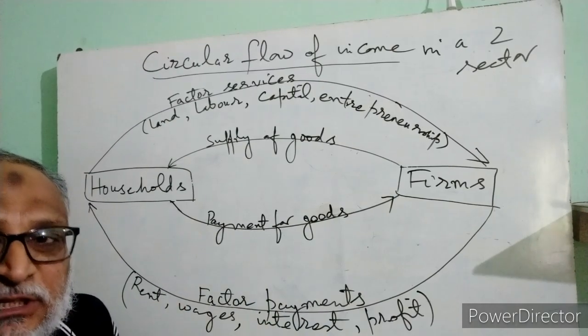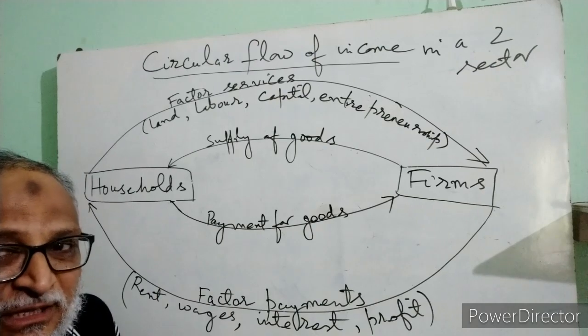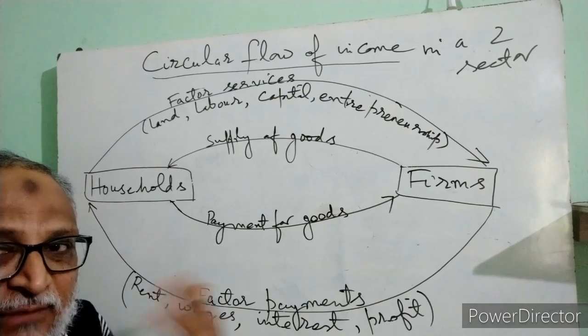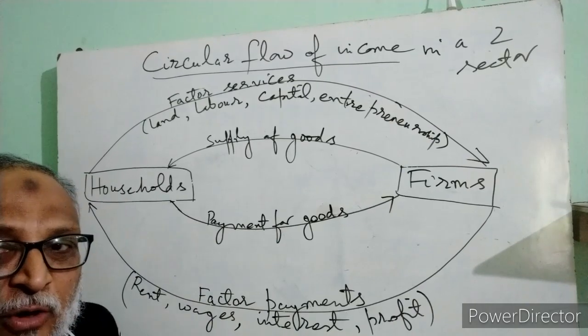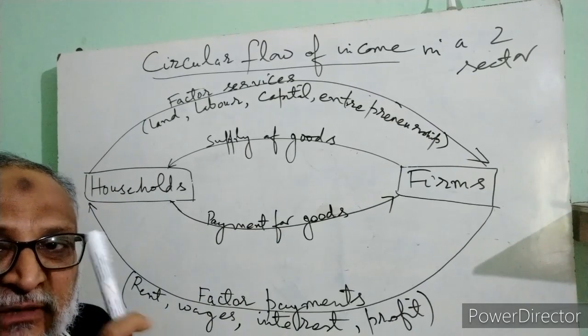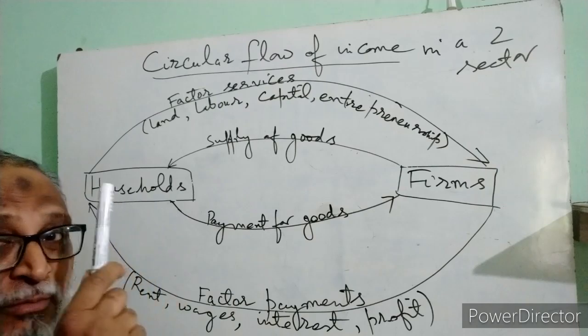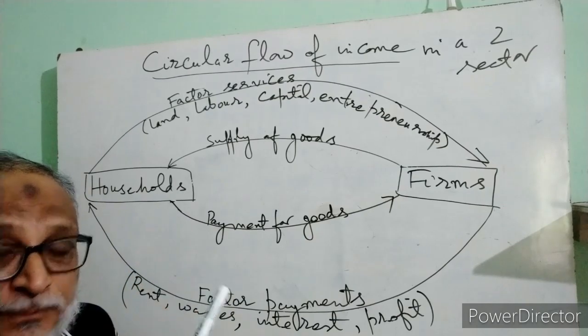Similarly, there is no injection. When there is no saving, there is no investment, because these savings will result in investment in the economy. So neither saving nor investment in the economy. This is the first assumption to make this flow successful.